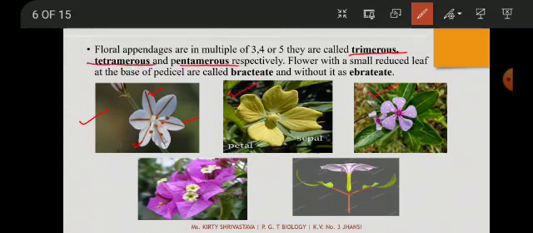If the flower has a reduced leaf at the base of the pedicel, it is called a bracteate flower. A very good example of bracteate flower is bougainvillea, in which the bracts are beautifully colored, which help in attracting the insects for pollination, as the flower is very small and white in color. If the flower lacks a bract, it is termed as ebracteate.